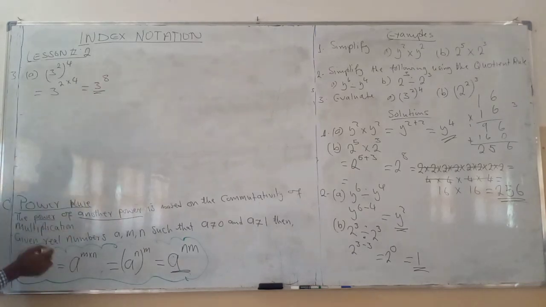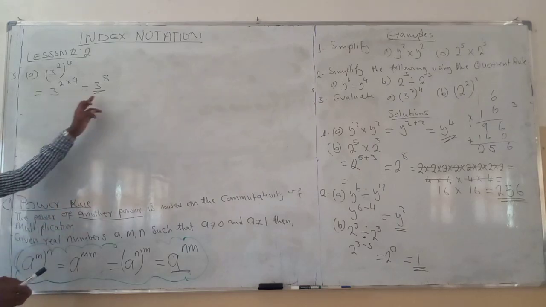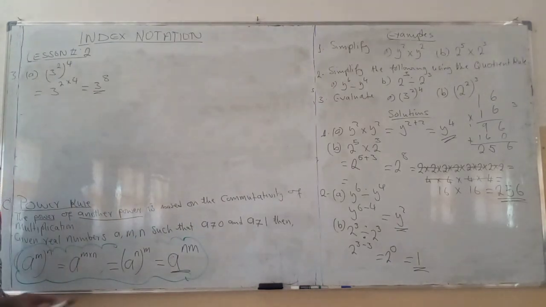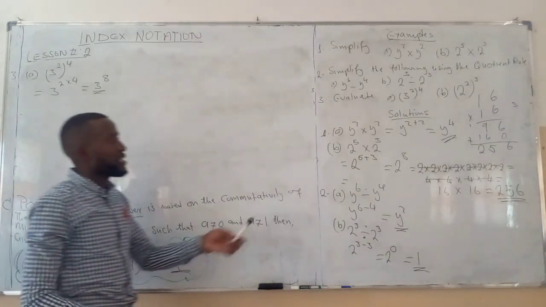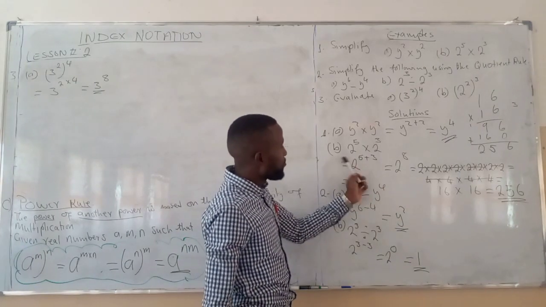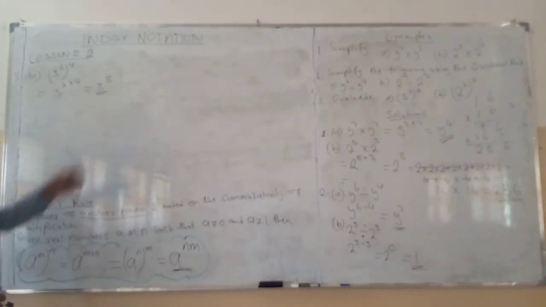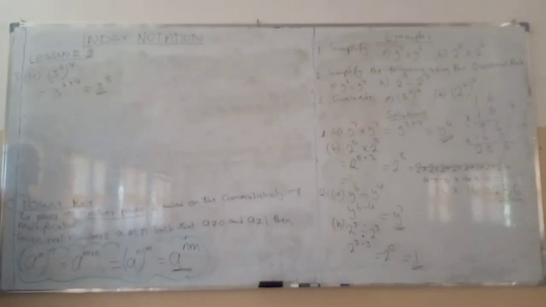Okay, yes, I end there. But if they say simplify, you can go the way 3 times 3 times 3 times 3, 8 times, and find your final answer, like we did with question number 1B. That is how you simplify. But here we have evaluated, and that is the end.